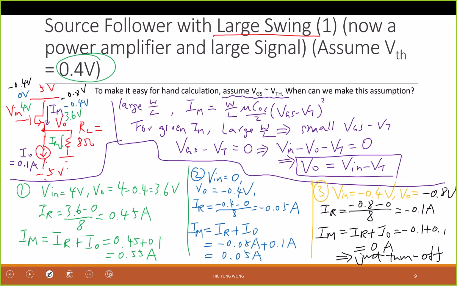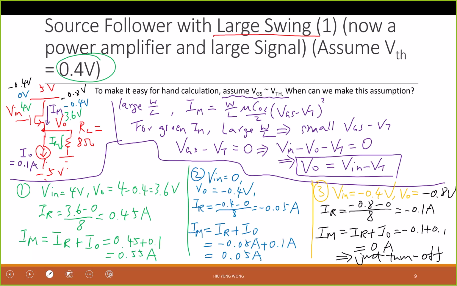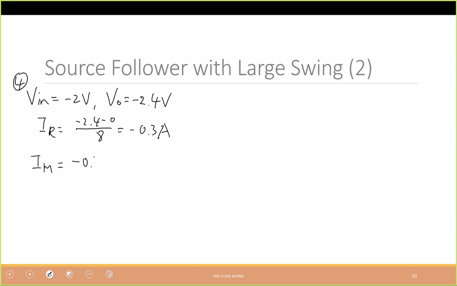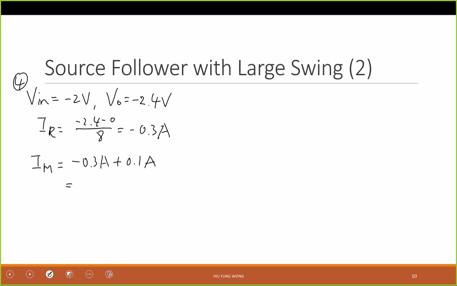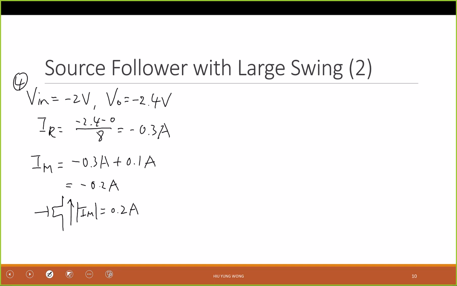But then, as you can see here, this is only drawing 0.1. Then the others need to go up, right? Otherwise, you violate the KCL. Then basically, you see that IM equals negative 0.3 A plus 0.1 A equals negative 0.2 A. Basically, you're saying that under this situation, I have a current equal to 0.2 going up. Is this possible?